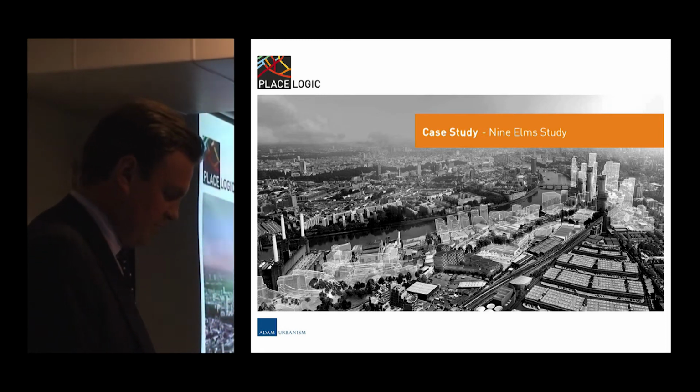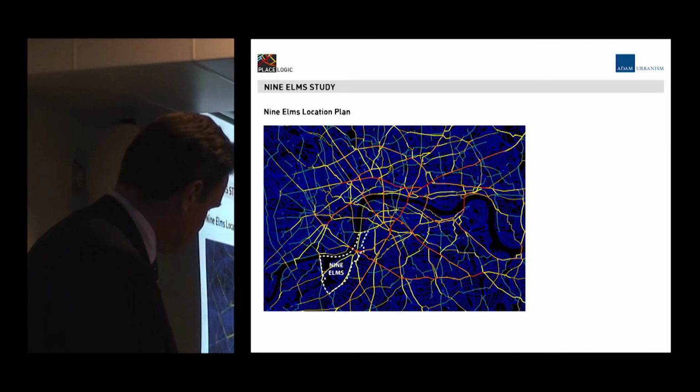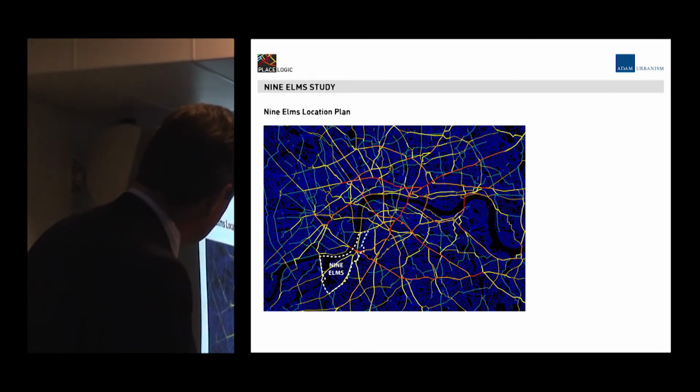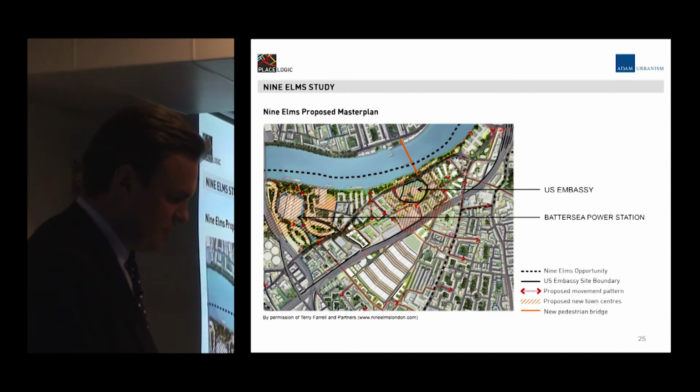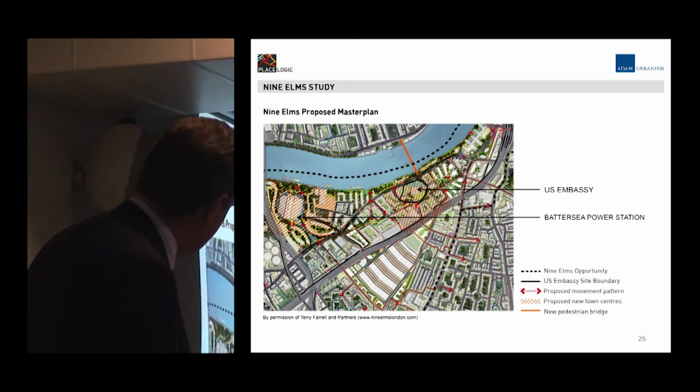So now I want to change scale again and look at one of the quarters of London, Nine Elms. Of course, as you know, it is one of those being regenerated at the moment, so there's lots of interest. And we're going to start by looking at the master plan. This is just a plan showing those who don't know whereabouts Nine Elms is in relation to the centre of London. And this is the master plan for the area.